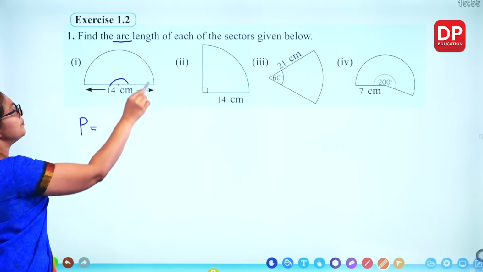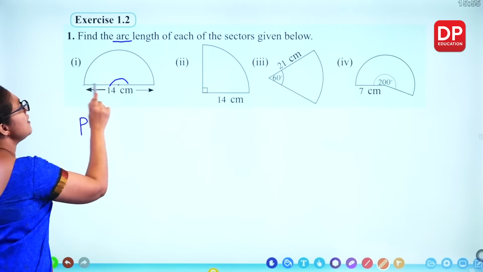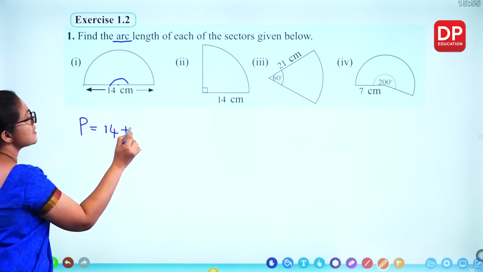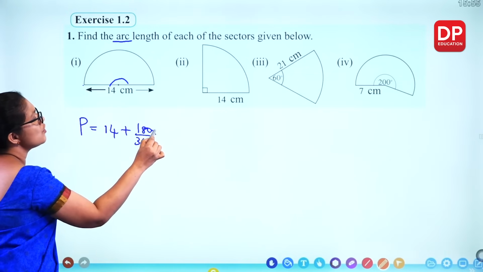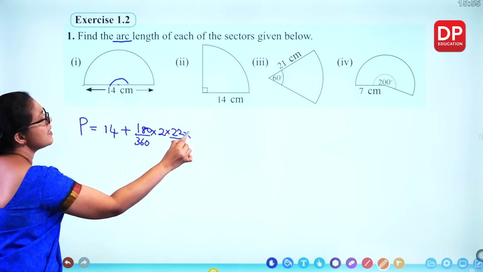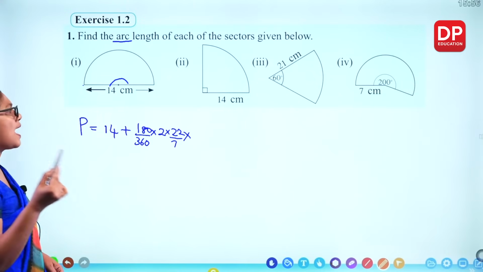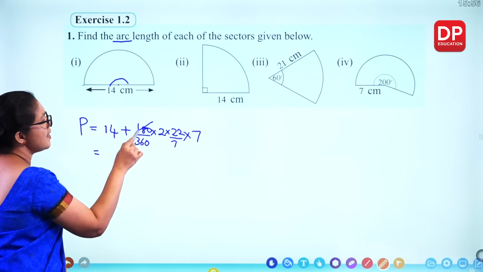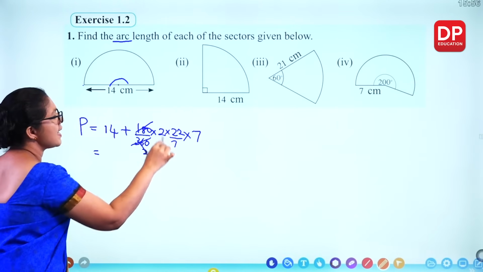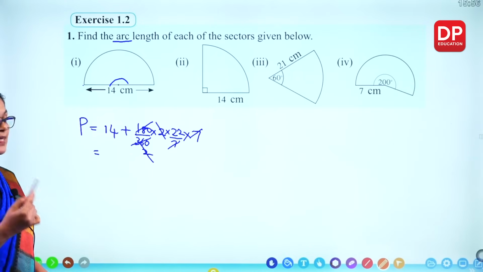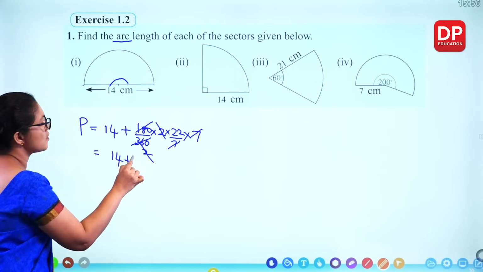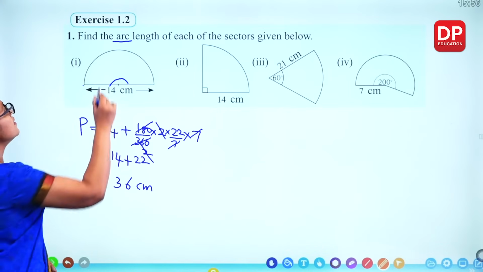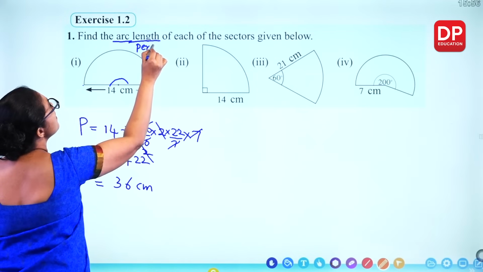So what's the formula for perimeter? 2R. So 2R actually, what's 2R? That's the diameter. So you can write 2R, that means 14 plus angle is 180 over 360 into 2 pi, pi is 22 over 7 into R. So what is R here? 14 is the diameter, so 14 divided by 2, you get 7. Now try to simplify. 180 times 2 is 360. This 2 gets cancelled out with this 2. 7 gets cancelled out with this 7 and you get 14 plus 22. So what's the answer? You get 36 centimeters for the perimeter. So not the arc length. So I'm doing perimeter.